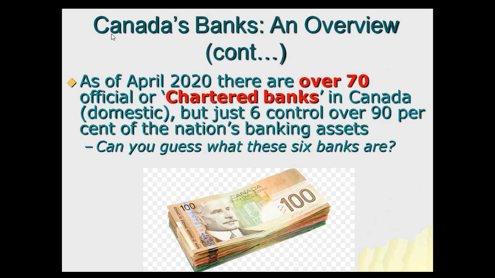Along those lines, in April of 2020, if you were to actually look at the official list of banks in Canada, or what we call chartered banks, institutions that can do everything that a bank is allowed to do, there's actually over 70 of those in Canada, but there's only 6 banks that control over 90% of the actual banking activity. Now, as I take a little bit of a break to catch my breath, I'm going to give you an opportunity to pause. I want you to think about, what are those 6 banks? What are the banks that generally define our industry in Canada today?